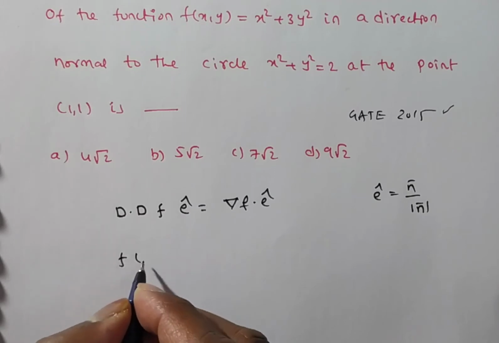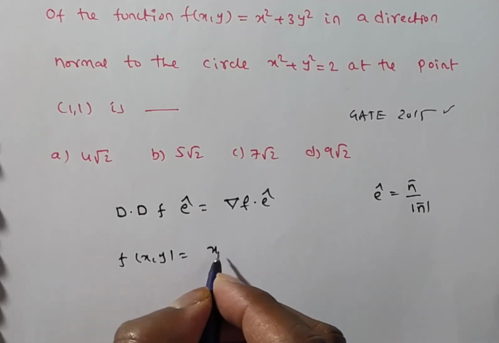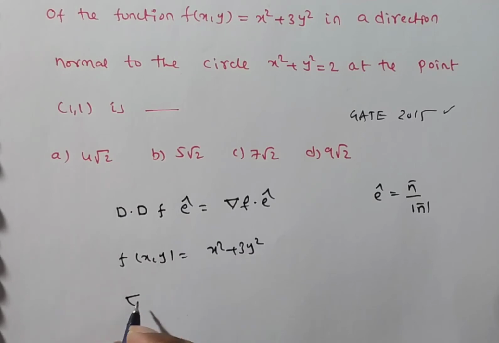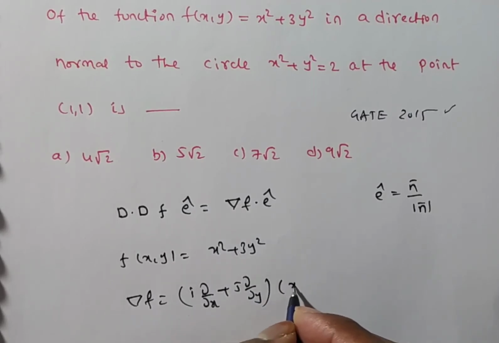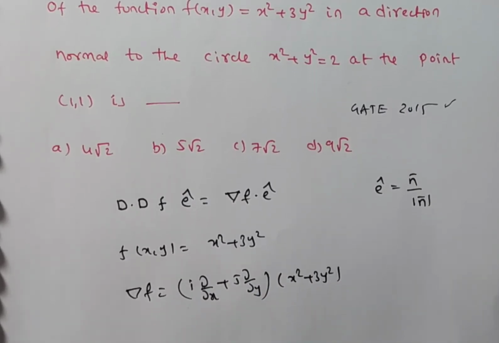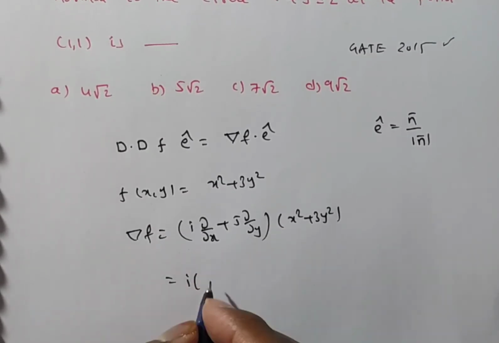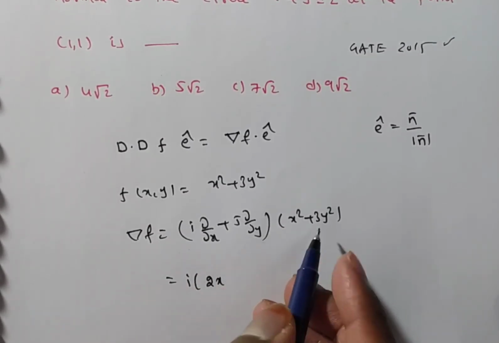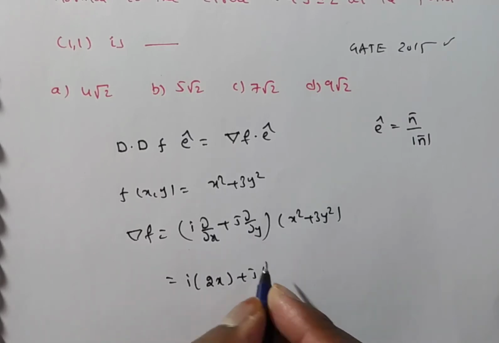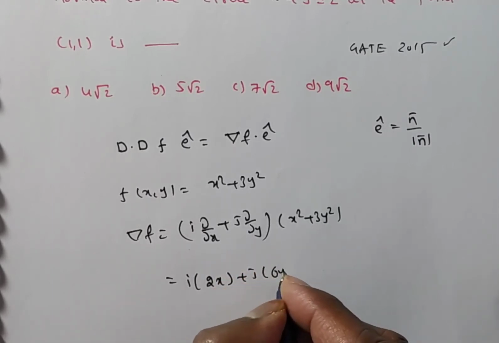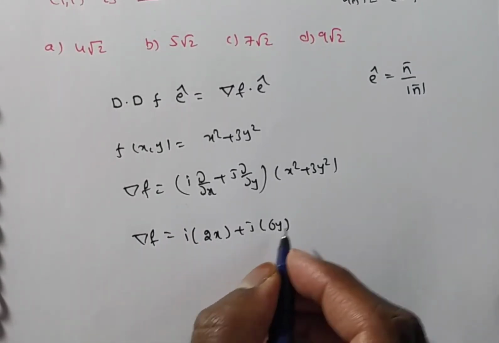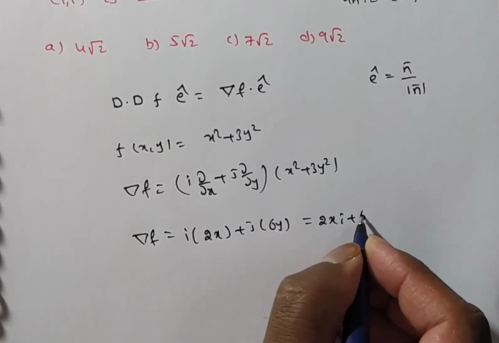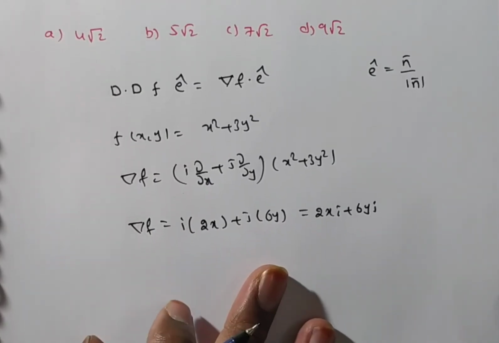What is given? f of x comma y is equal to x square plus 3y square. Then del f is equal to i into dou by dou x plus j into dou by dou y in two dimensional space. Now i into, with respect to x, here 2x and here 0, plus j into, with respect to y, this is 0 and here you have 6y. So finally del f is equal to 2x i plus 6y j. This is del f.